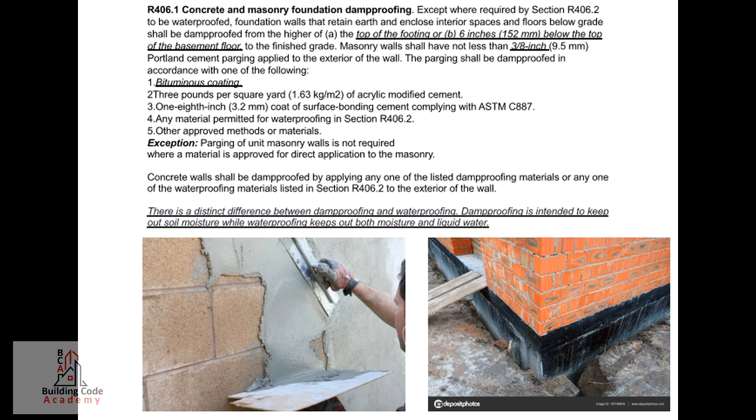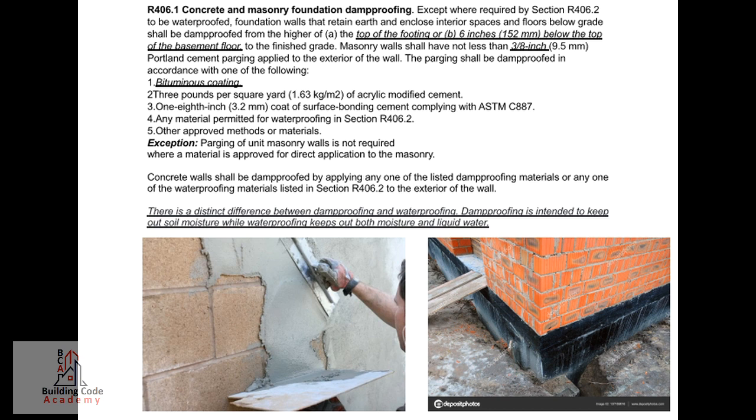R406.1 Concrete and masonry foundation damp proofing. Except where required by Section R406.2 to be waterproofed, foundation walls that retain earth and enclose interior spaces and floors below grade shall be damp-proofed from the higher of A, the top of the footing, or B, 6 inches, 152 millimeters, below the top of the basement floor, to the finished grade.